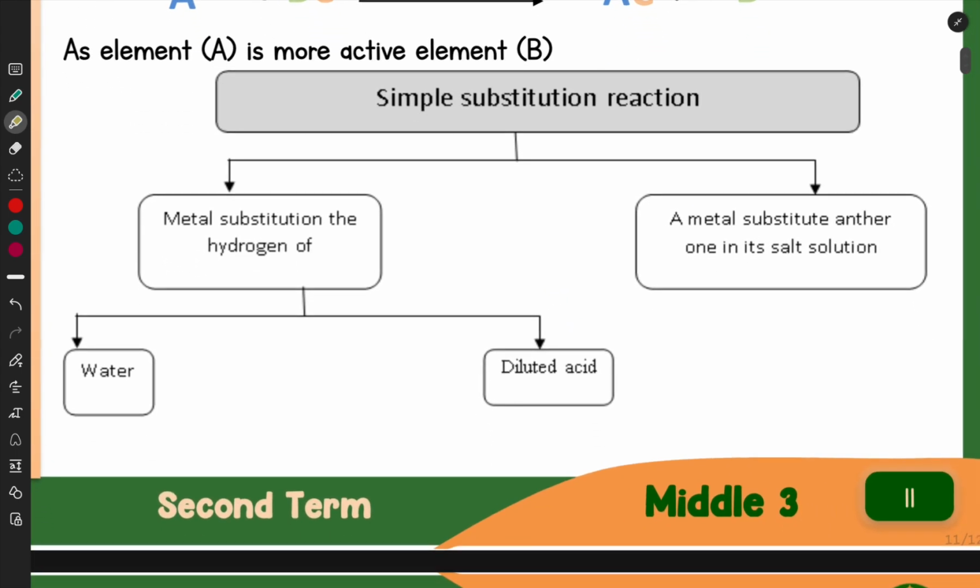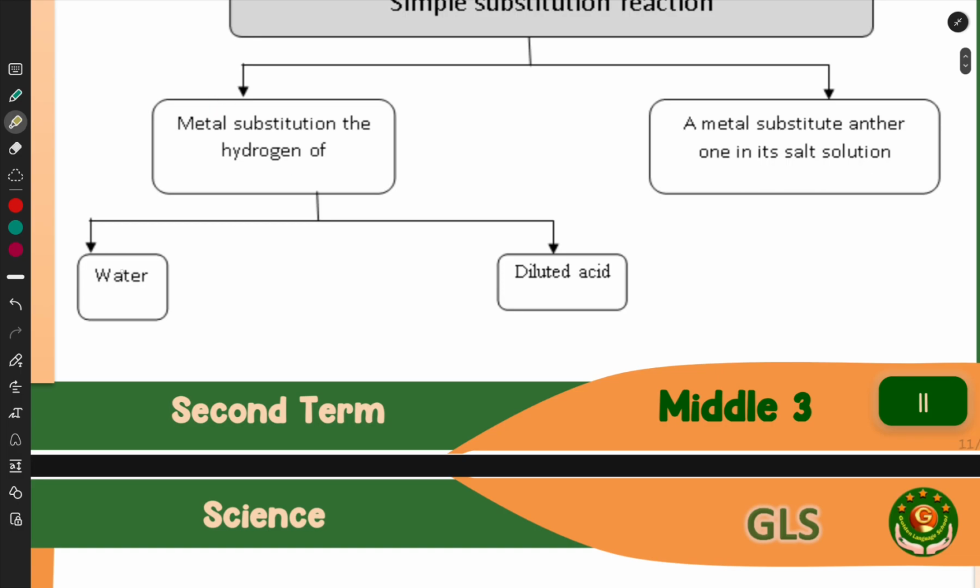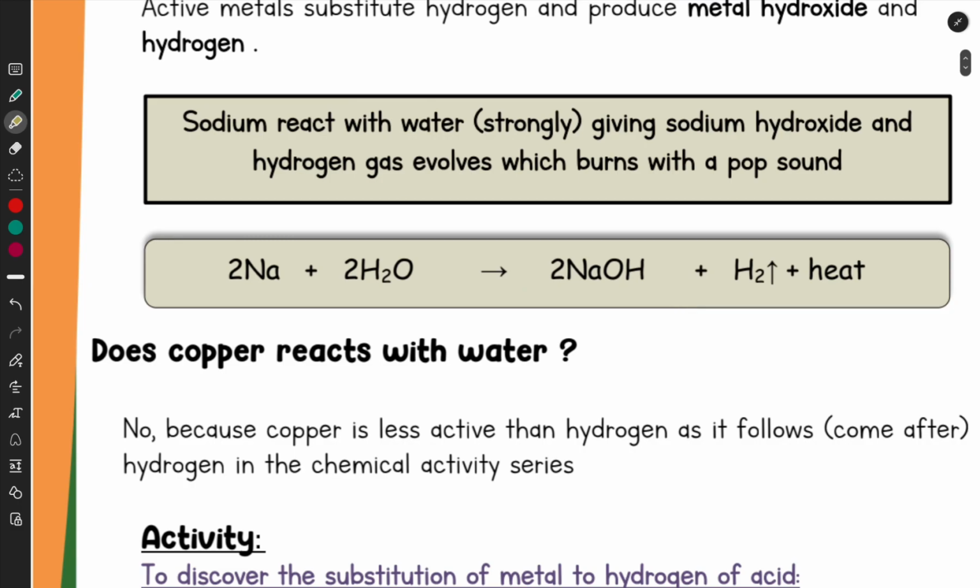Simple substitution reaction is also divided into many types, like metals substituting hydrogen, or one metal substituting another one in a salt solution, the hydrogen of water, or the hydrogen of acid. Let's take one by one.